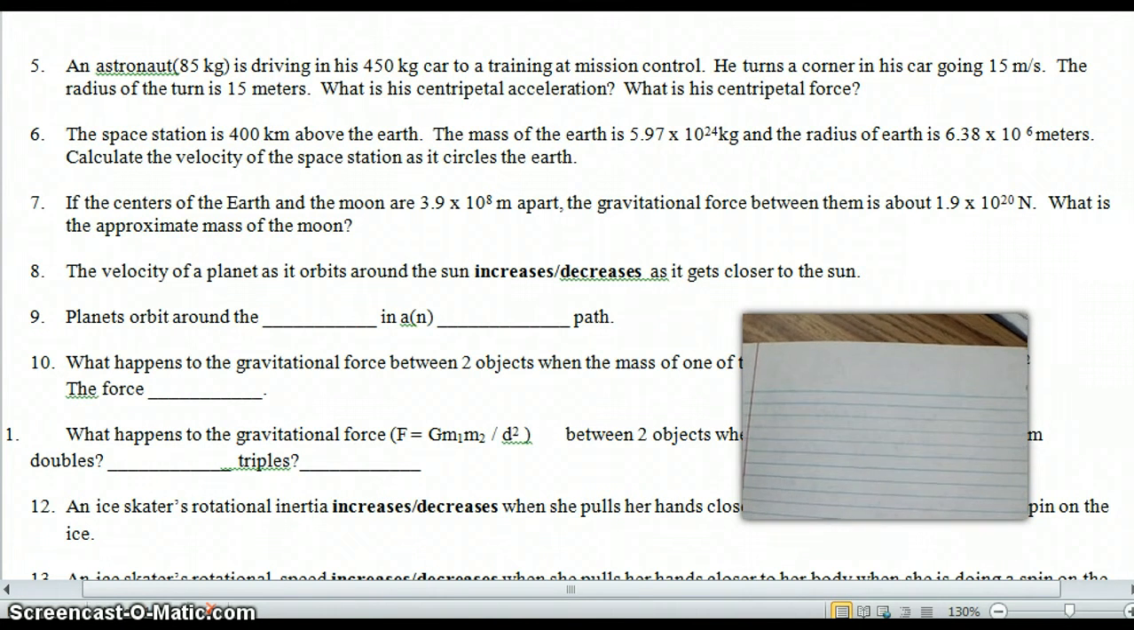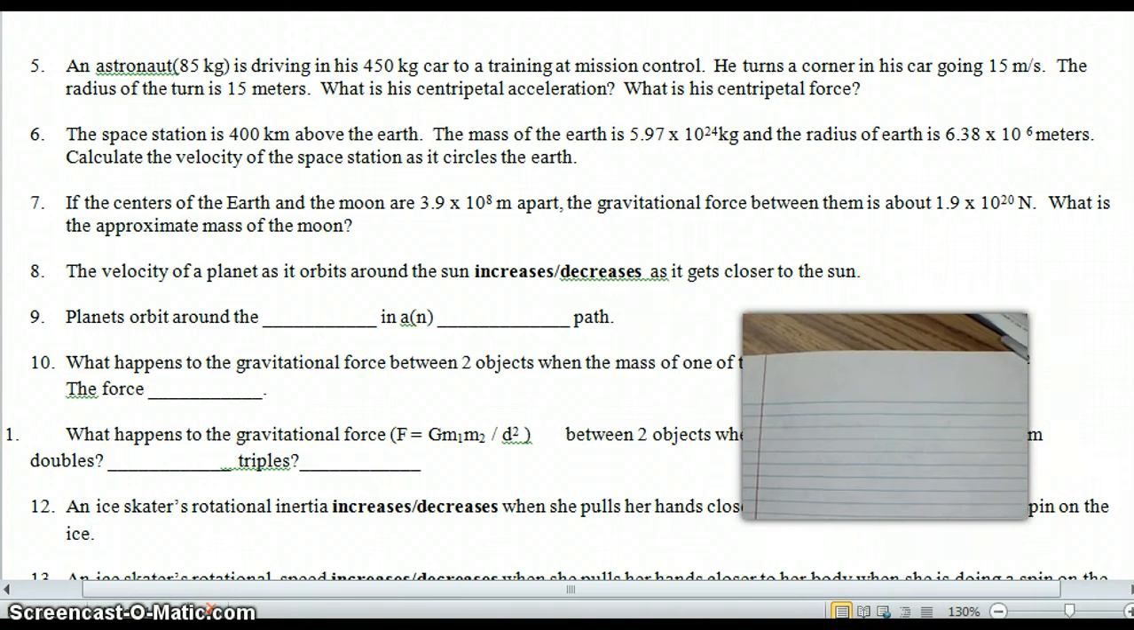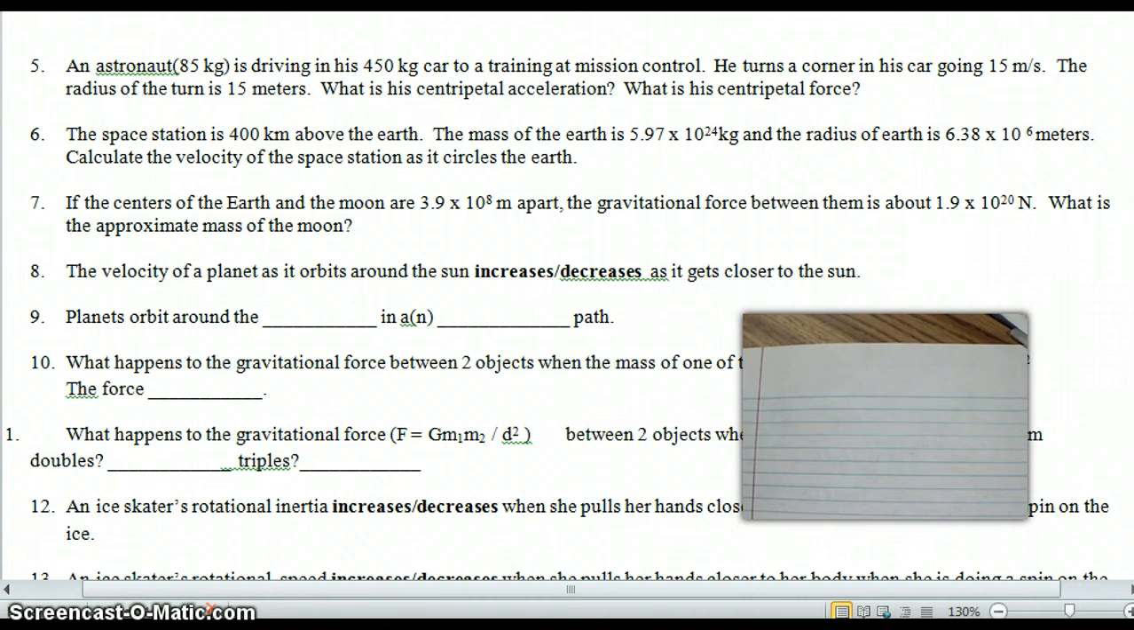So number 6 says the space station is 400 kilometers above the Earth. The mass of the Earth is 5.97 times 10 to the 24th kilograms, and the radius of Earth is 6.38 times 10 to the 6th meters. Calculate the velocity of the space station as it circles the Earth. So we need to use a velocity equation.